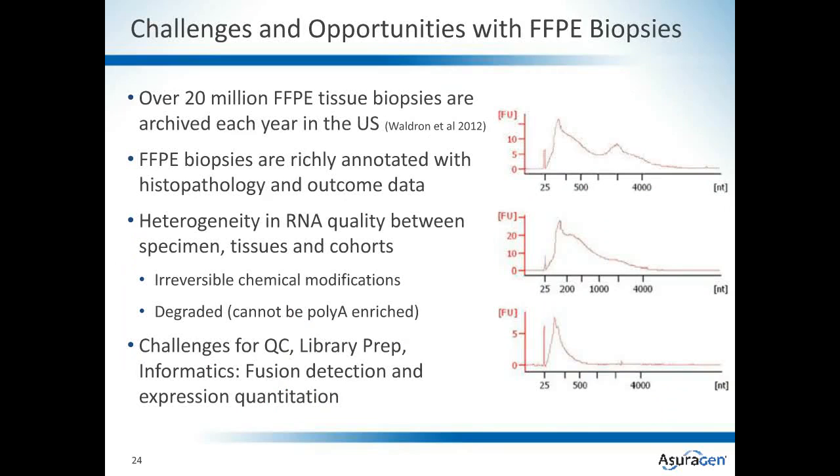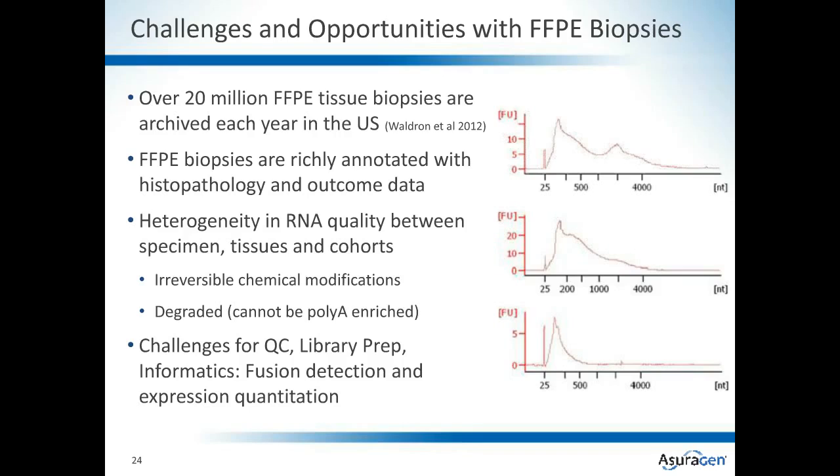One important class of specimens that can help to enable the discovery of pathway-level signatures are FFPE tumor biopsies. Over 20 million FFPE tissue biopsies are archived each year in the U.S. alone, and this class of samples is richly annotated with histopathology and response to therapeutics data.